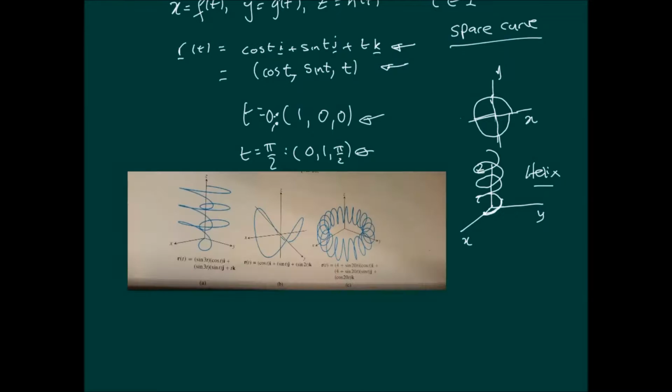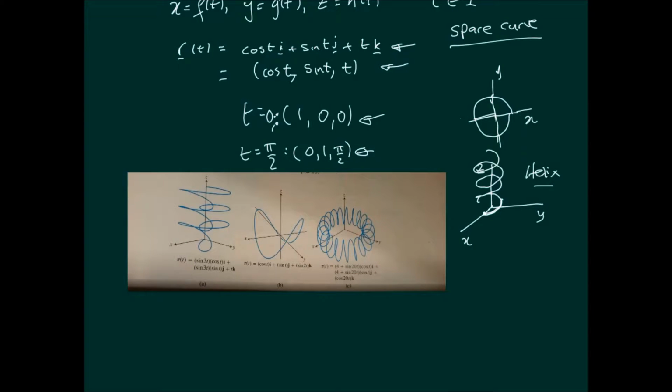So here I've taken this from the textbook, Pearson's Thomas's Calculus, 11th edition, and you'll see that there are 3 examples which are very difficult for me to draw. If you look at this curve, sine 3t cos t i plus sine 3t sine t j and t k, it is increasing in value, but look at how it spirals.